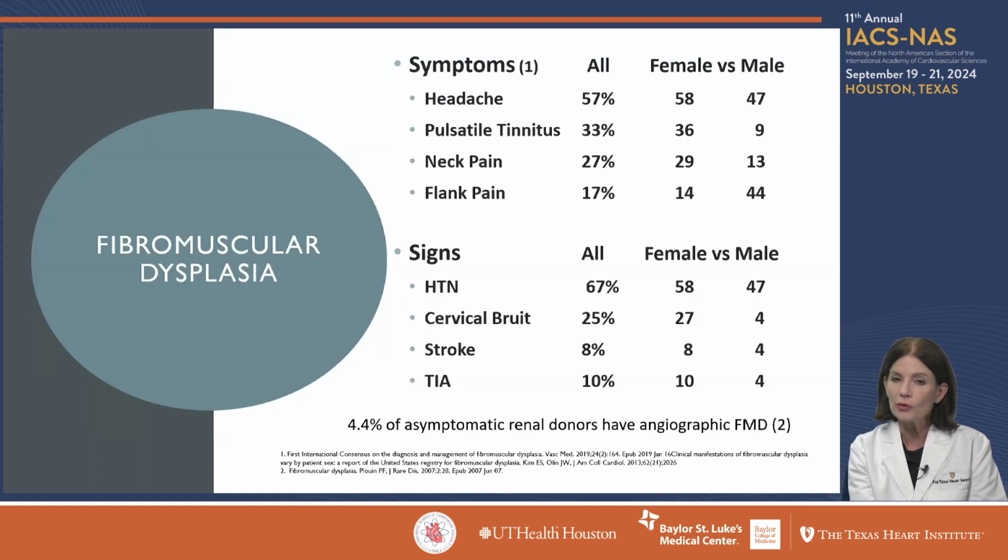And in fact, 4.4% of asymptomatic kidney donors have angiographic evidence of fibromuscular dysplasia, which tells us that we are really undersampling how much fibromuscular dysplasia is out there. And now with more ubiquitous imaging techniques and more awareness, we're picking up fibromuscular dysplasia in asymptomatic, non-stenotic arteries in patients more commonly these days.